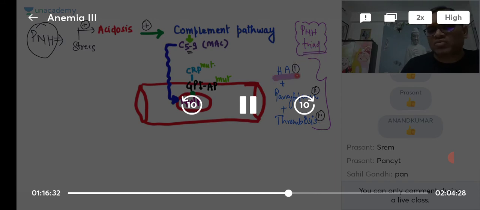PNH triad. What is the PNH triad? Hemolytic anemia, pancytopenia, thrombosis. Why has this question been asked in the AIIMS exam? Why? There is a clinical significance. What is the clinical significance? Let me tell you one more point.